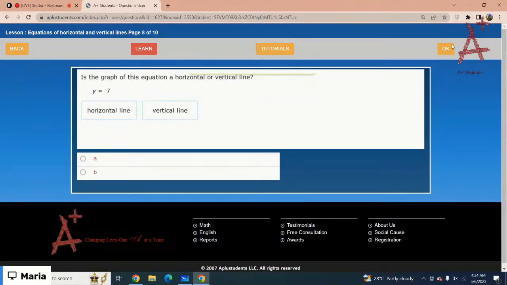Is the graph of the equation horizontal or vertical? That is y equals -7. That means the graph is parallel to the x-axis and it would be horizontal. Option number A is the correct option.